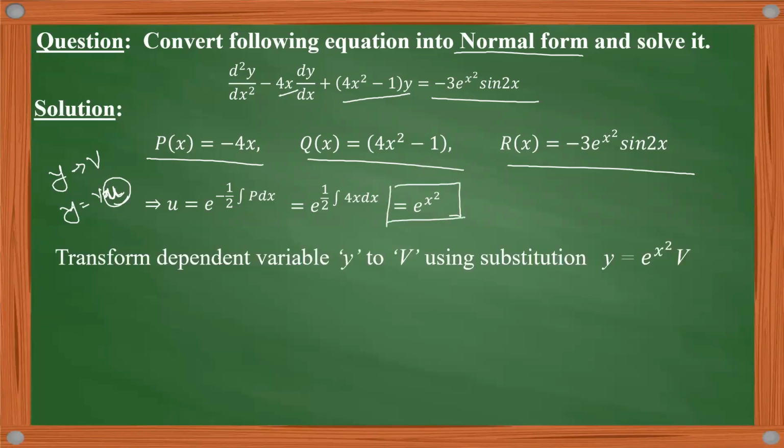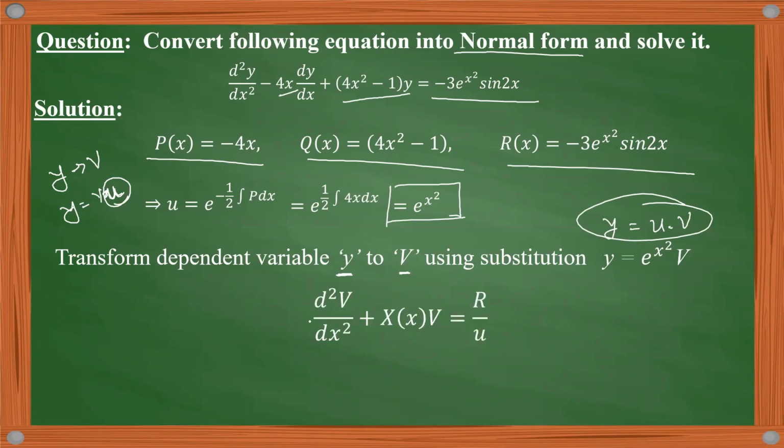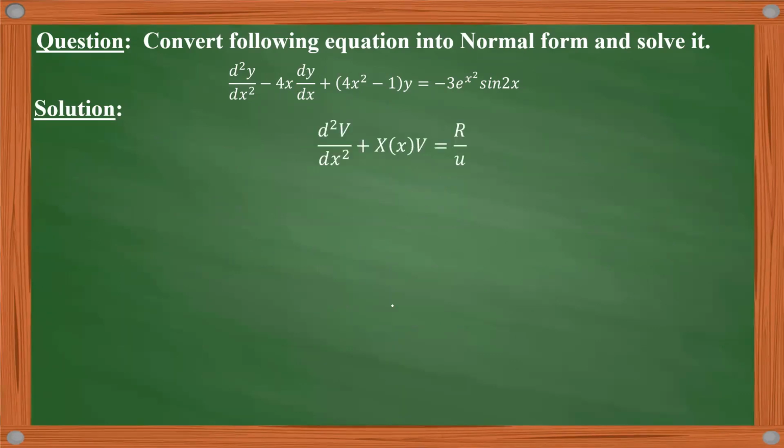Now we will transform our dependent variable y into v using this substitution. Y is equal to u into v, and we have already found the value of u. So our y is this e power x square into v. This is our normal form of this linear differential equation with variable coefficient. It is like d2v by dx2 plus X, that is any function of x, into v, that is equal to R by u, that we have seen in our theory part.